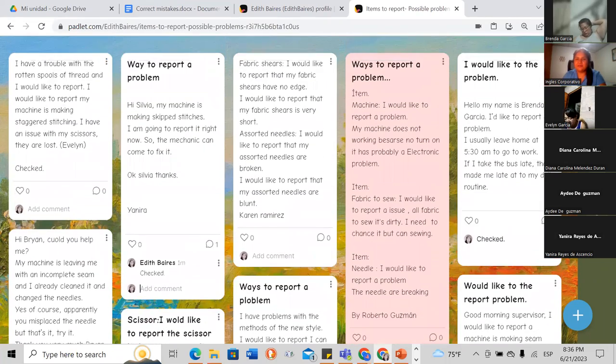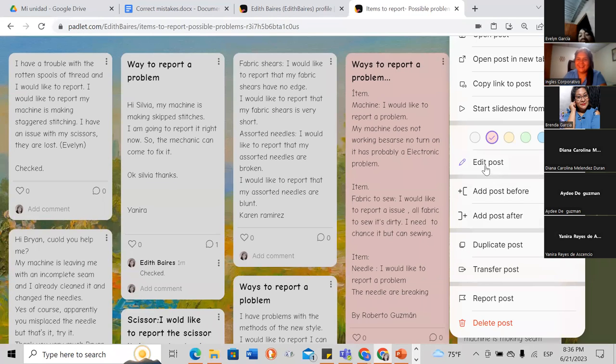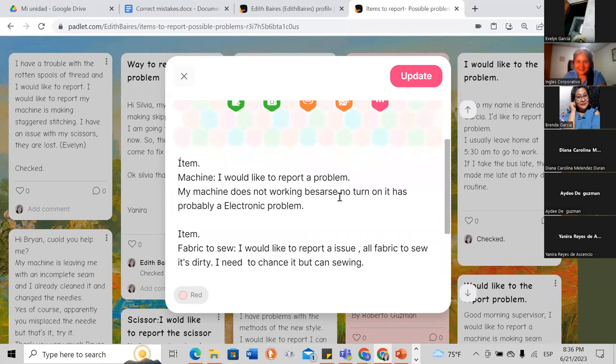Let me see by Roberto. It says machine. I would like to report a problem. My machine does not working. Besarse, dice. Because, poner, because, pero como el autocorrector. Okay. Ay, besarse. Okay. It's not working. Because... El autocorrector y la pantalla pequeña que me tapaba. That's okay, no problem. Because my machine does not work. Okay, si utiliza el does, no utiliza el working. Si utiliza el verbo to be, si utiliza el working, it's not working.